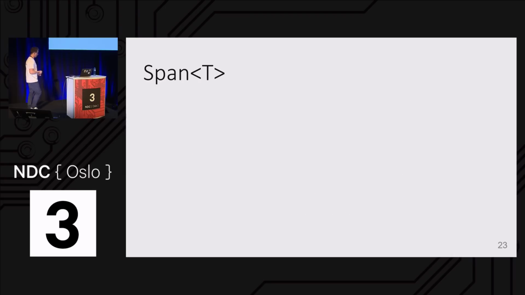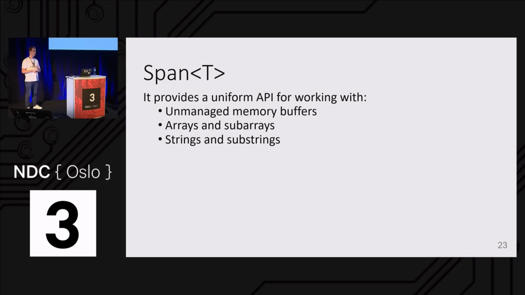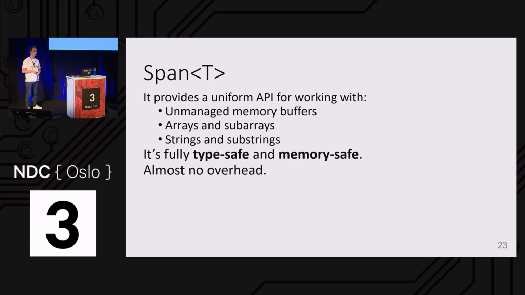So the solution is Span. Span is a simple type that allows us to work with any type of memory: stack allocated memory, memory from the unmanaged heap, and memory from the managed heap. It's fully type and memory safe, so you don't need to worry about safety. And it has almost no overhead because it's just very simple pointer arithmetic. And how do you think, is it a value type or a reference type? Yes, it's a value type. It's a stack-only value type. And I will talk more about stack-only soon.